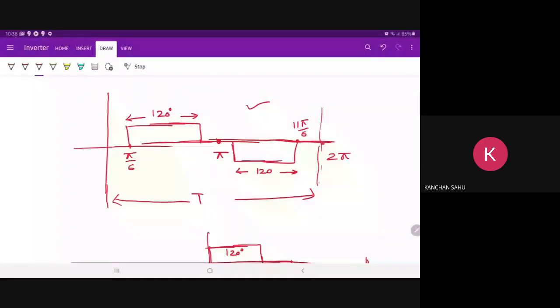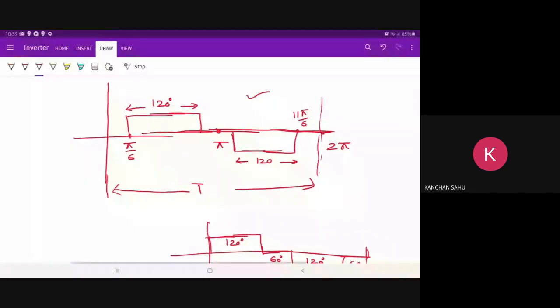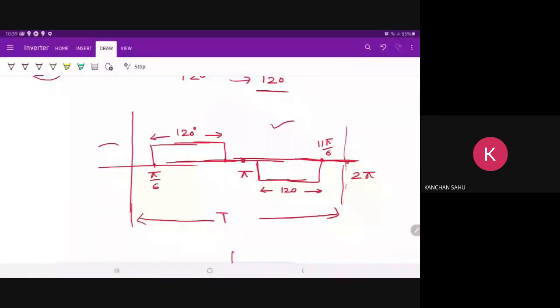I just changed the reference. Clear? To look like a quasi, this is a quasi square waveform. This is a square waveform. So it is changing from plus VS to minus VS.